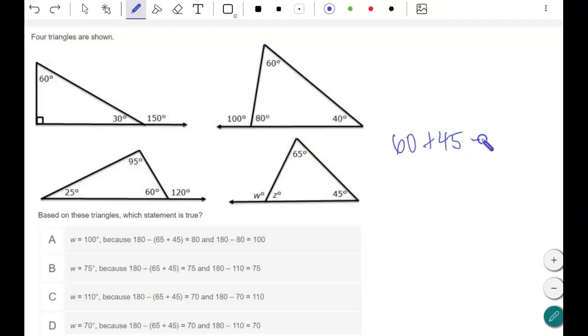I get 105. Looks like they've done it a little bit differently, so let's, oh, well, so you can look, this says 175, 110, 70. Oh, I did. All right, Miss Horton, this is supposed to be 65. Sorry, 110. So rewrite that, 65. I don't know why I wrote 60. 65 plus 45 equals 110. So let's try that again. Look at C. That's the only one that says W is equal to 110.